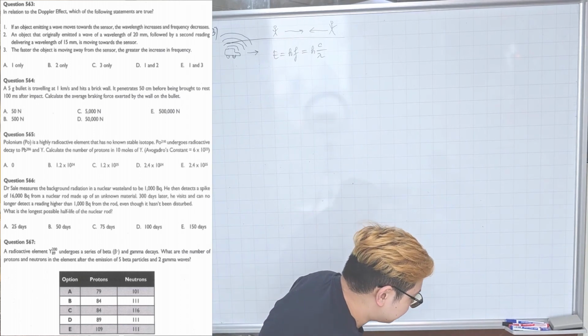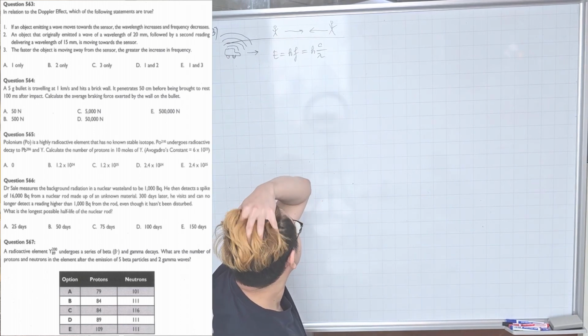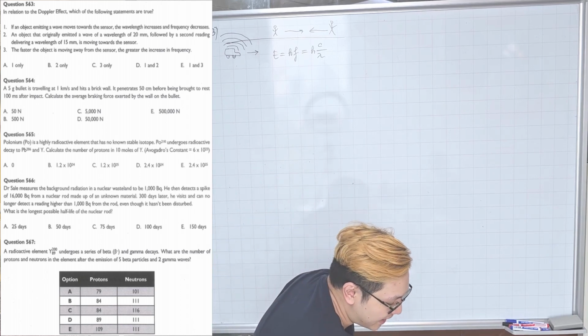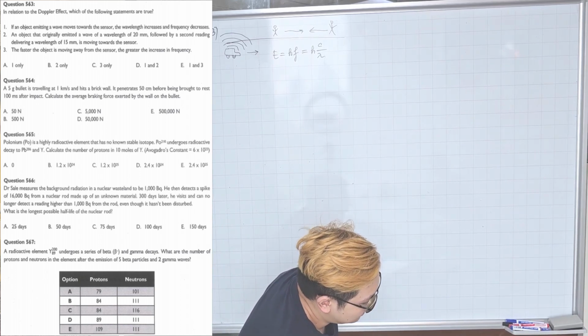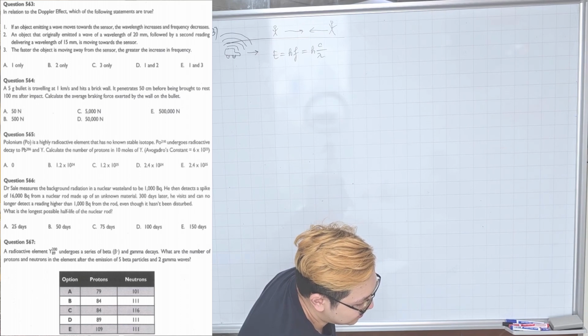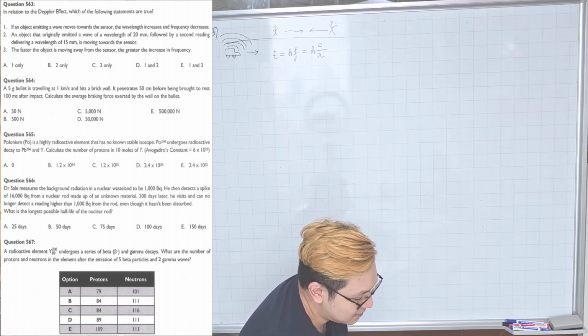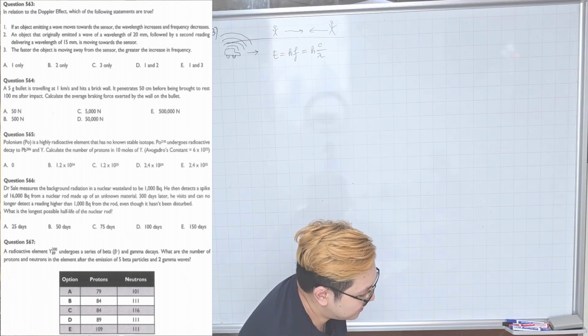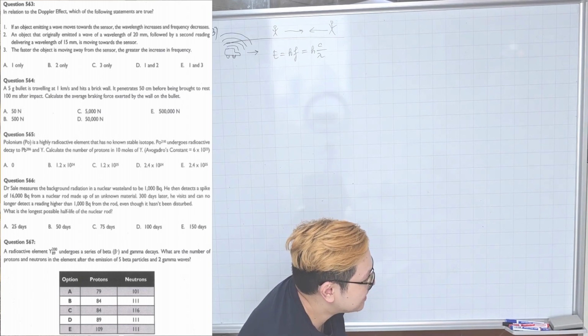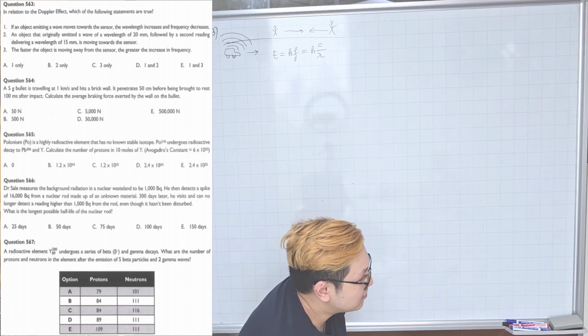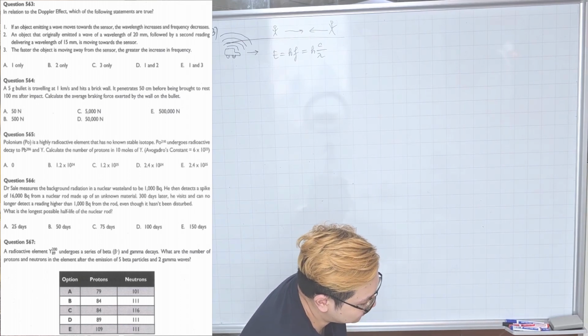Nó phải ngược lại mới đúng nha. Cái F nó phải gia tăng và cái lambda nó phải giảm mới đúng. Number 2, an object that originally emitted a wave of a wavelength of 20 millimeter followed by a second reading delivering a wavelength of 15 millimeter, is moving toward the sensor.